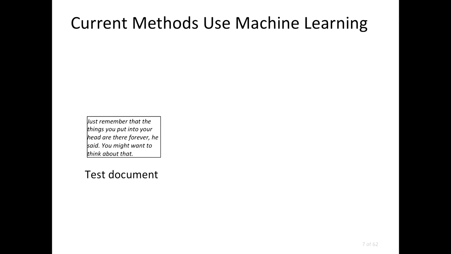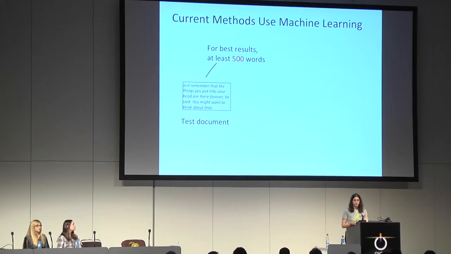And we don't know whether this is written by Ernest Hemingway or Cormac McCarthy. So we'd extract features from this document. Now, this is a very short text snippet. For best results, we need about 500 words. And we'd ask the model who wrote it. And it would tell us that it's Cormac McCarthy, which indeed it is.